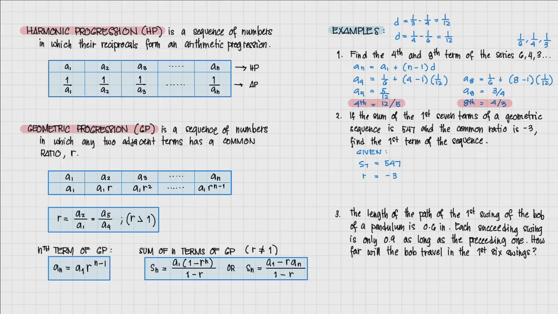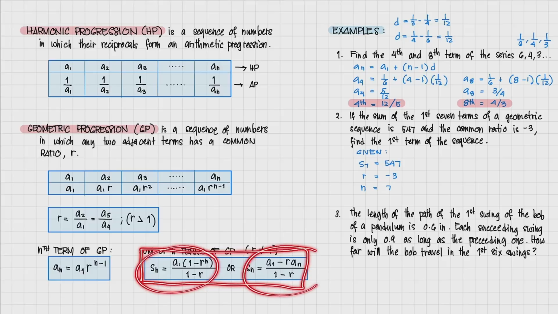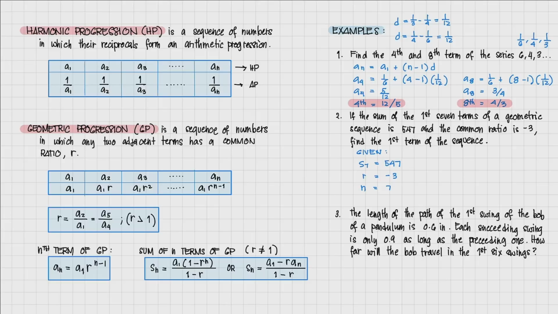From that given, our n is 7. It came from this statement: the first 7 terms, so we have 7 terms with the sum of 547. Alright, so we're going to use this formula. We could use this one or this one to solve this problem. Let's try the first formula.